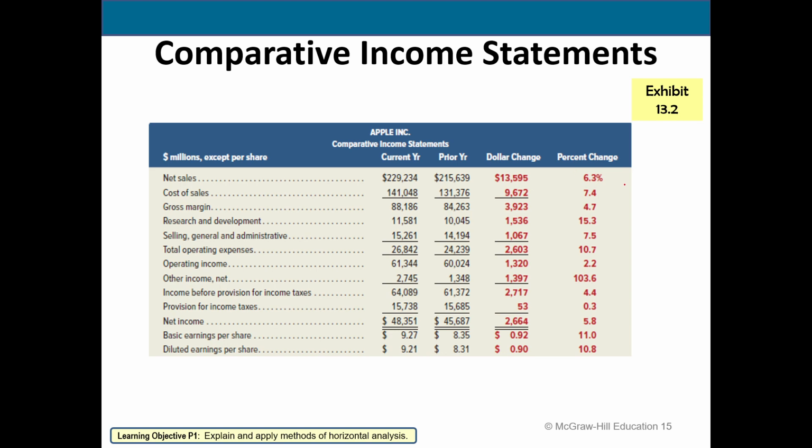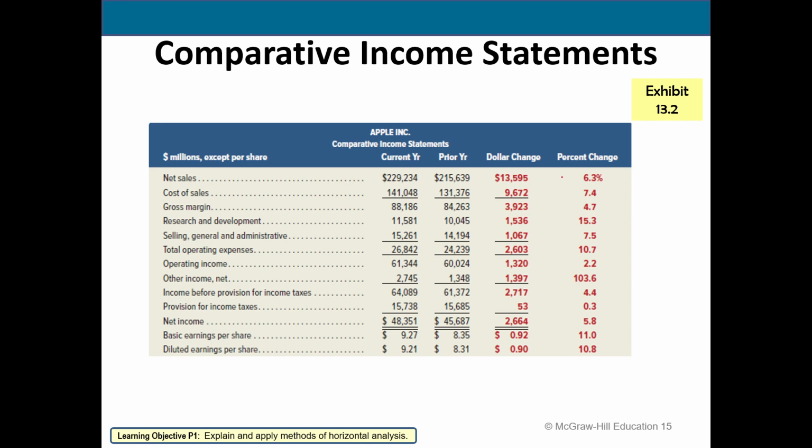Okay, so exactly how was this 6.3 calculated? We have a difference of 13,595. Of course, this is in thousands. So this is the dollar change between our base year and the current year. And then we take this dollar change divided by the base year to arrive at the 6.3.